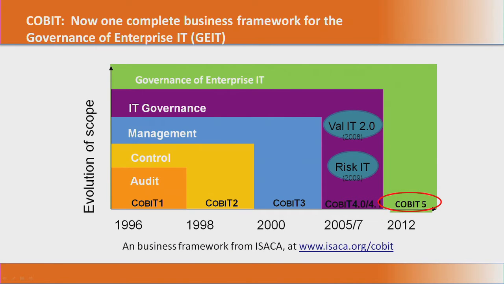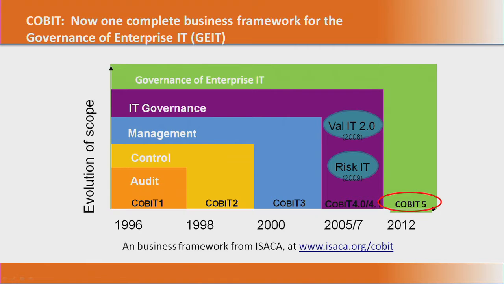Now, let us look at COBIT from where it started. In 1996, it addressed the audit aspect. In COBIT 2, the controls are improved. So, you can see that is the evolution of scope. So, it basically started as an audit objective, expanded to controls, further expanded in COBIT 3 to covering the management aspects, further expanded to IT governance. So, you can see the subtle difference in each of the versions.